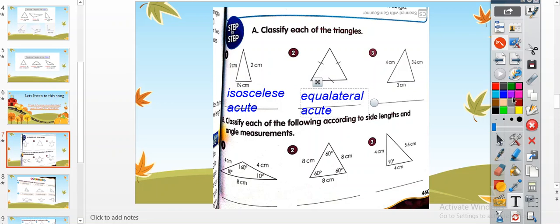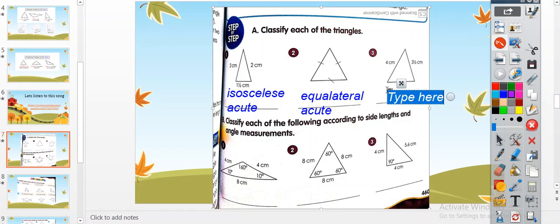And this triangle here, we call it, yes, here we go. As you can see, the sides are 3, 3.5, and 4, so they are not the same. So we call it a scalene triangle, and it's also an acute triangle.